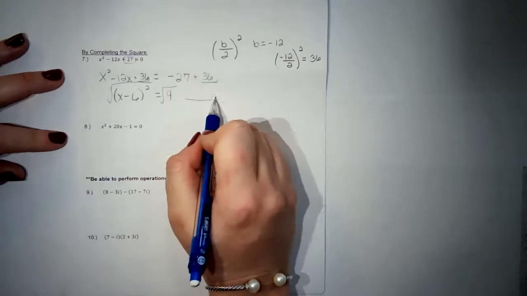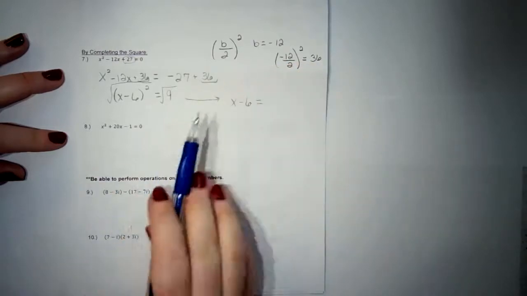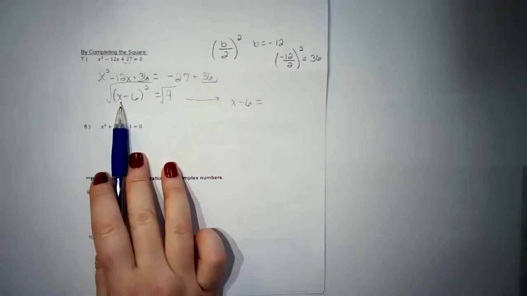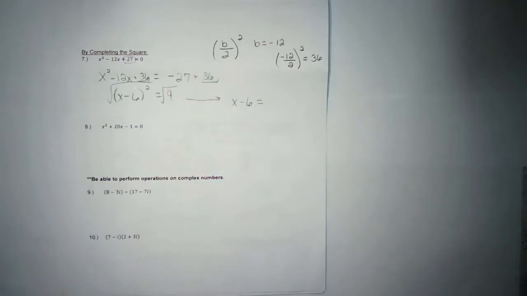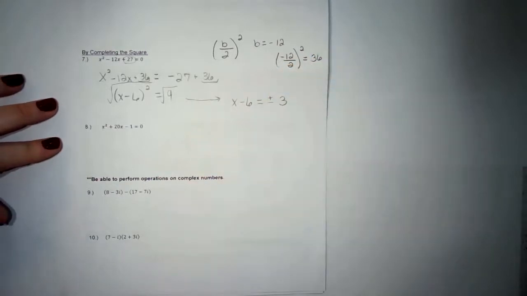Okay. Now remember, everything's going to come off the left beautifully. But there was a letter over there. And when you take the square root of a squared letter, what's going on the right? Plus and minus. You have two answers. And square root of 9 is 3.